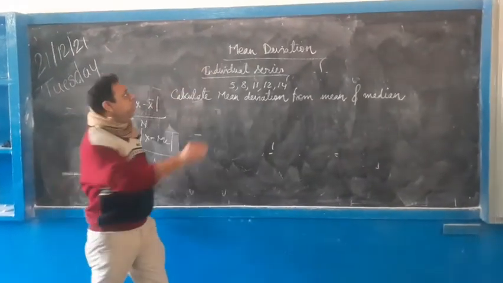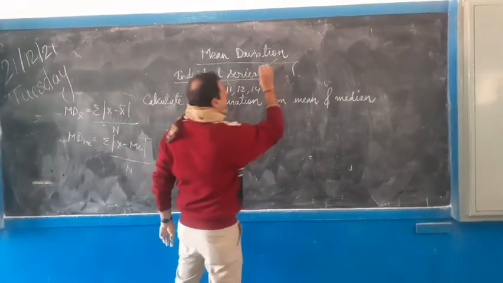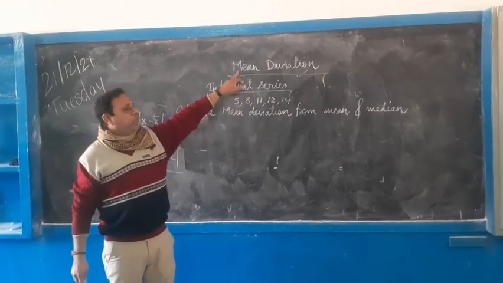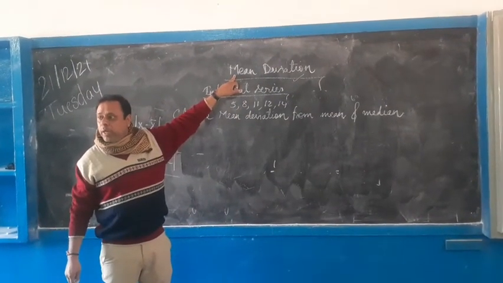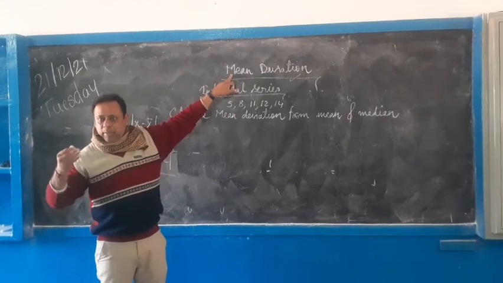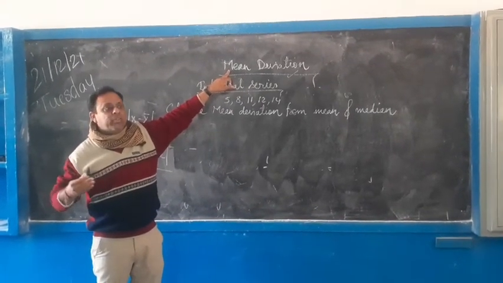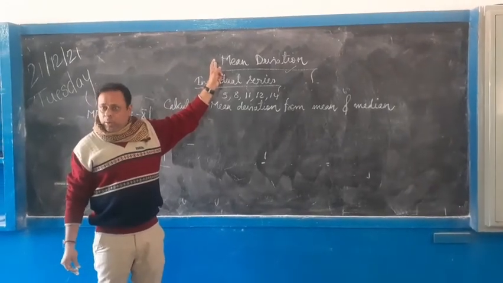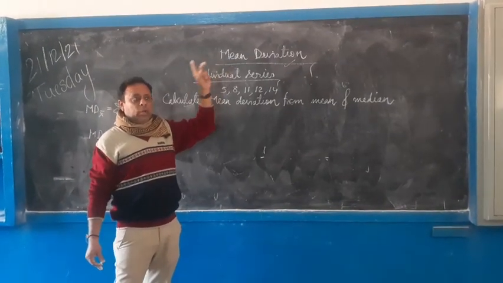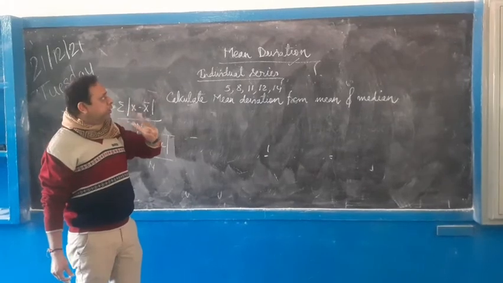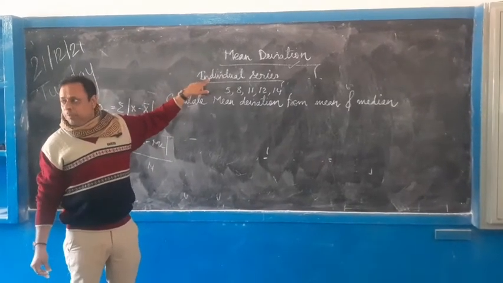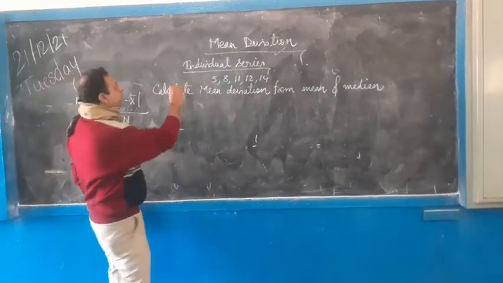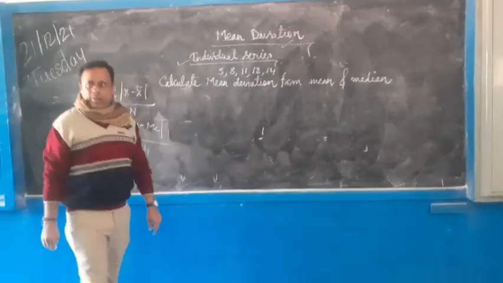Mean deviation means the error or the deviation or the differences which we get from the mean value or from the average value. How much deflection is being seen in the value from the mean. In mean deviation also the calculation will be for all three series: individual series, discrete series and continuous series. So first we will be doing the individual series.